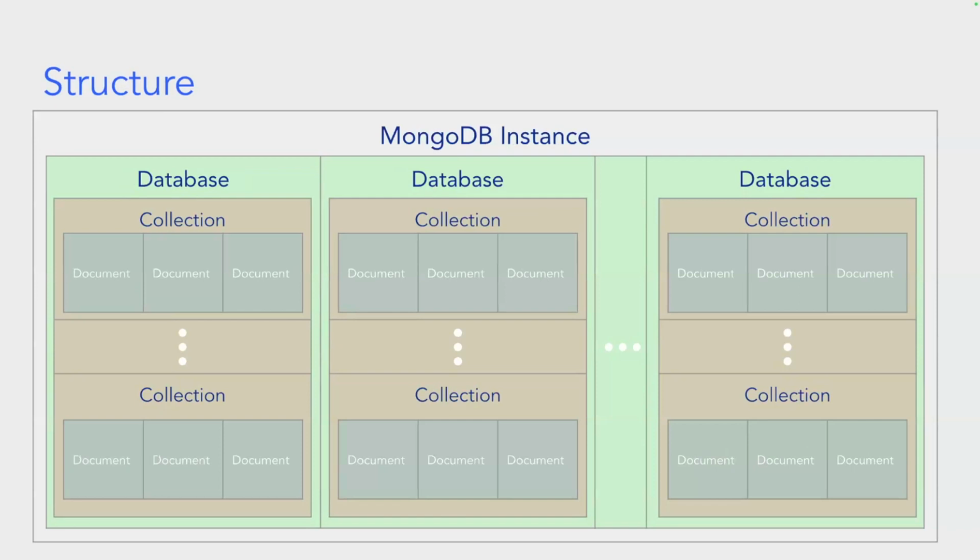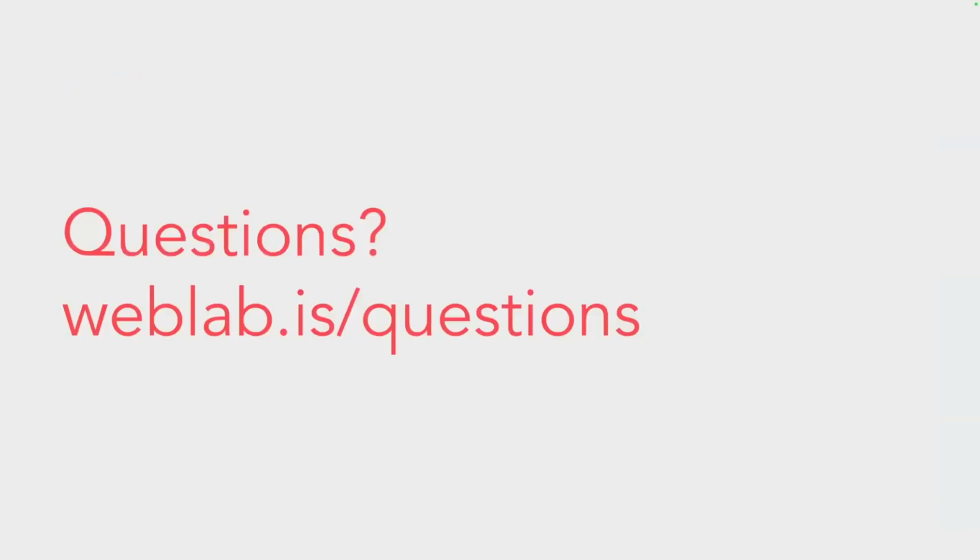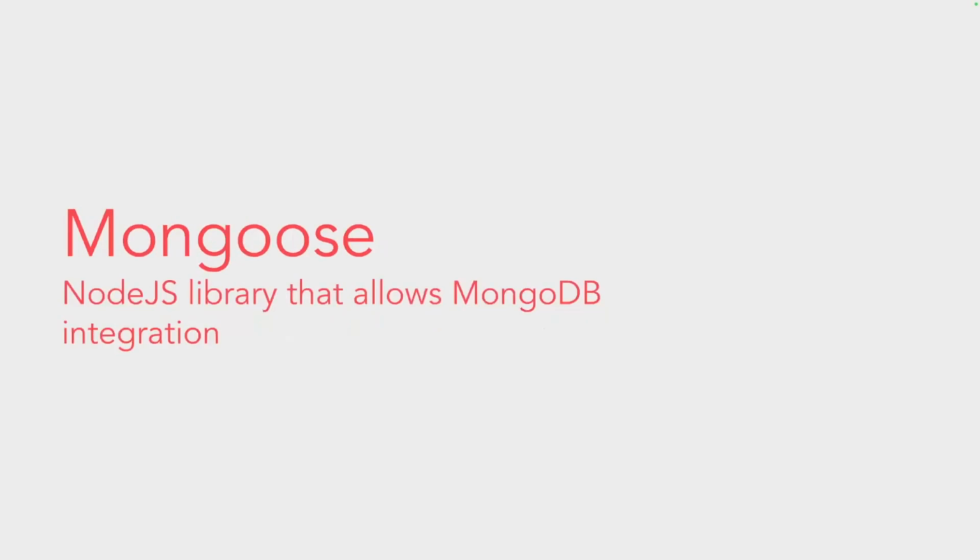We've been emphasizing that collections all store the same kind of document. That's not exactly true, but we'd rather it be true, and we'll be using a tool to make sure that's true. If you have questions so far, feel free to post them at weblab.is/questions. Put yourself on the help queue if you have some setup problems, or post on Piazza.